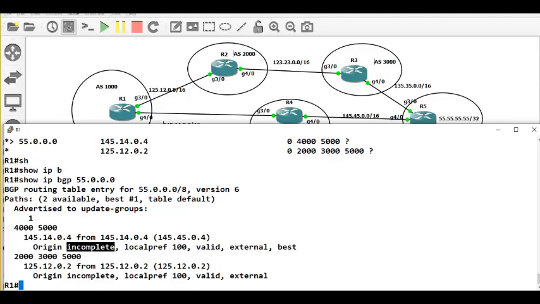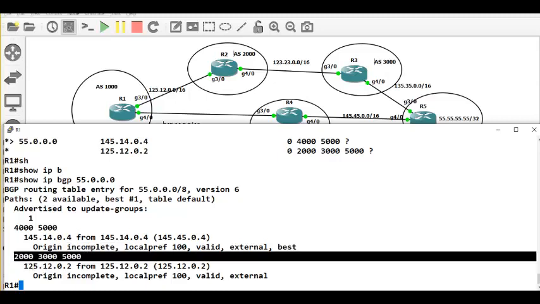Sir, why is it showing incomplete? Because it is redistributed. Yeah. Redistribute is identified as incomplete. That is how BGP identifies the routes that are learned through redistribution. Yep. So 3 attributes we learned, well known and mandatory. Number 1, AS path. Do you see the AS path here? Yes. And then secondly, we learned about the next hop.